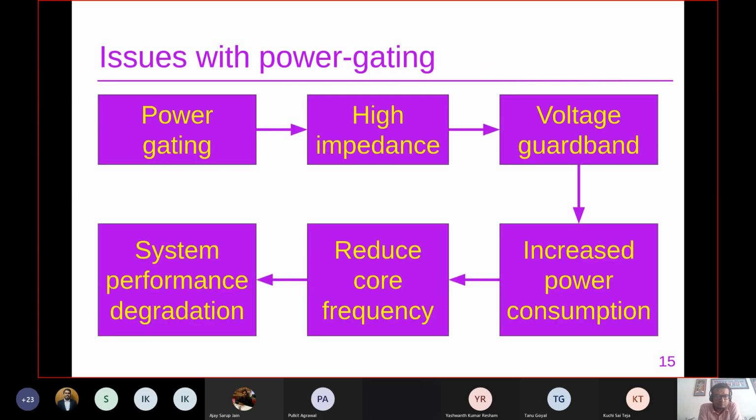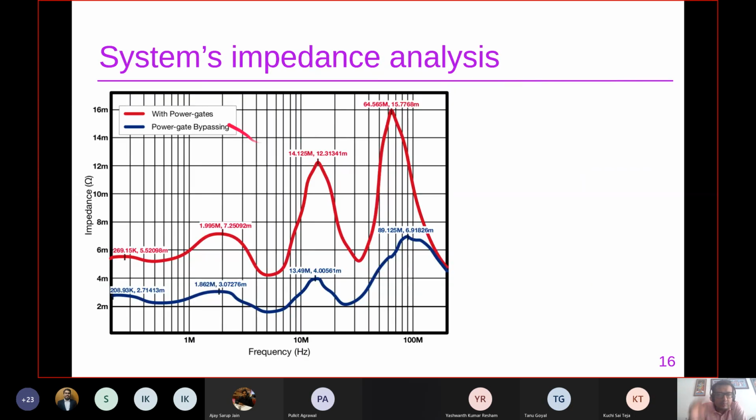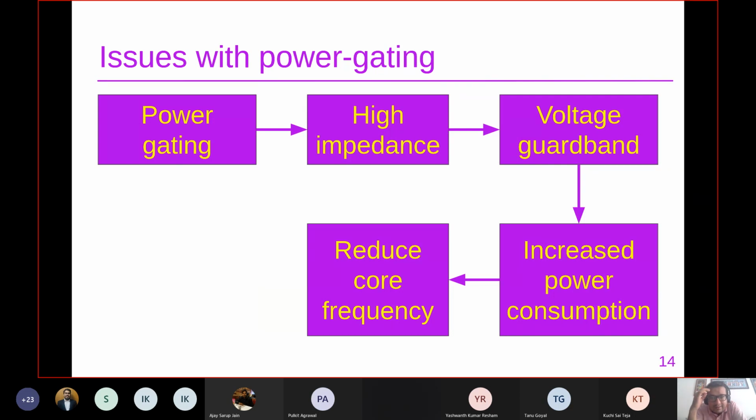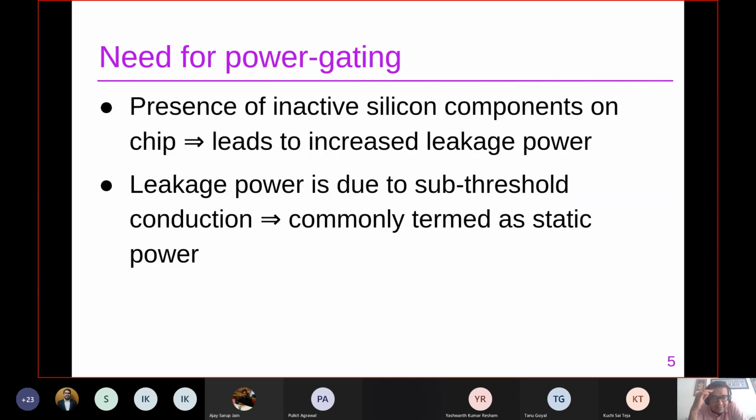Let us look at how much power gating impacts the impedance of the system. Hey, Varun, sorry, can you go to the previous slide? Can you maybe provide a high level idea about what this impedance is and how it is related to voltage, in a CS way?